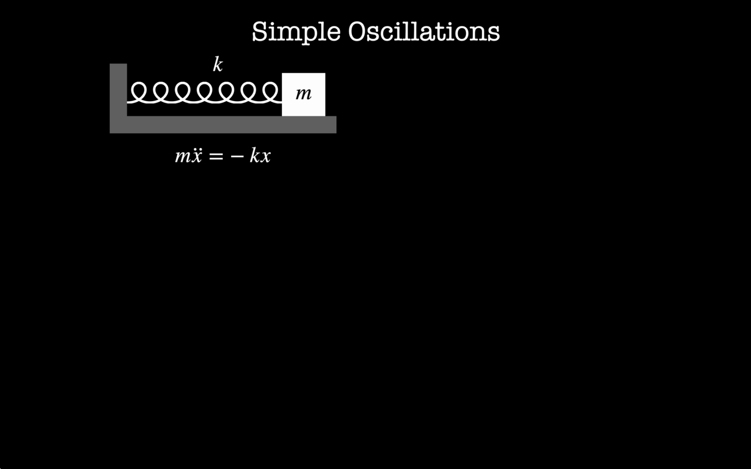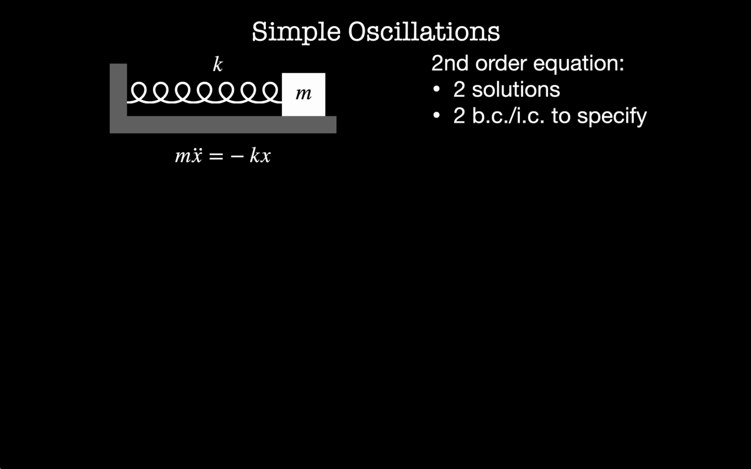So simple oscillations, the force depends on the distance that the mass has moved. So this is our standard force is equal to minus kx equation, where k is the spring constant. And this is a second order differential equation, and that means that we have two solutions and we need to have either two boundary conditions or two initial conditions to completely specify the trajectory.